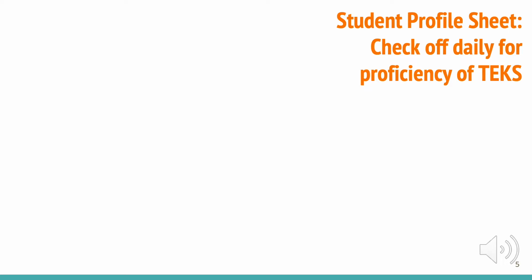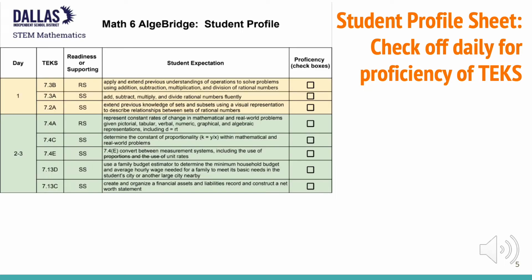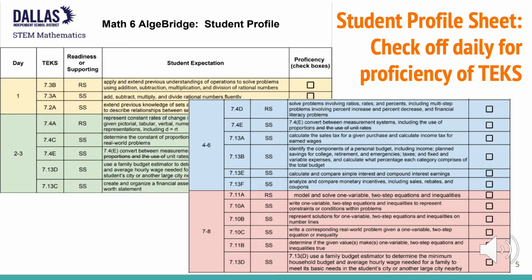There will be a student profile sheet that you'll check off at the end of each set of days. Notice Day 1 has 3 standards. Day 2 and 3 has a series of 5 standards. Then you'll see days 4 through 6 and days 7 through 8. This is the student documentation that will follow their CUME folders, that they were proficient in these standards.